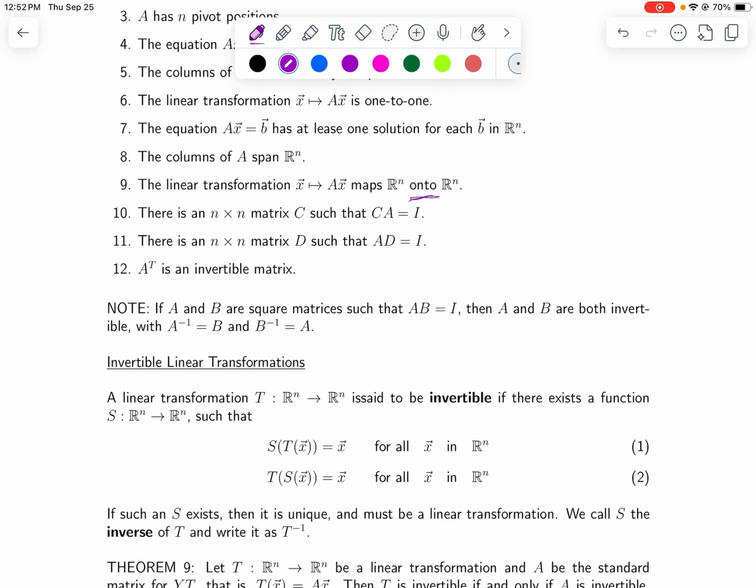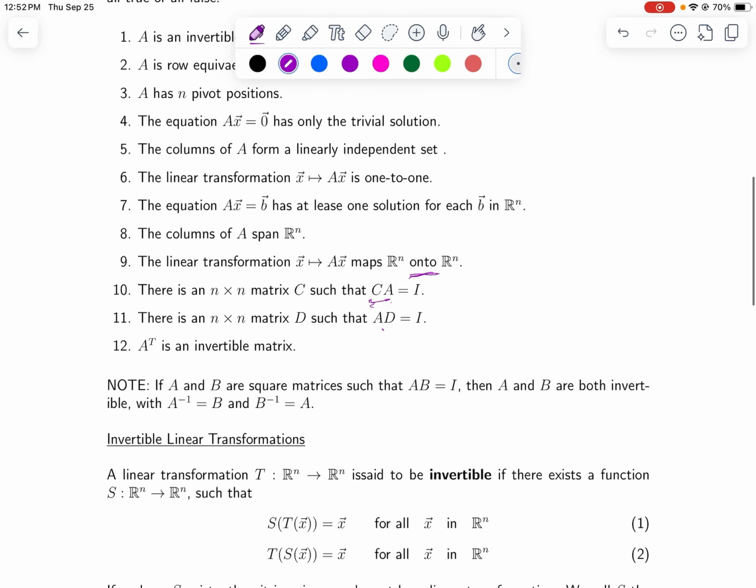7, the equation Ax equals b has at least one solution for each b in Rn. 8, the columns of A span Rn. 9, the linear transformation that maps x to Ax maps Rn onto Rn. So this is for onto. Number 10, there is an n by n matrix C such that CA equals I. This is the identity; this will be the inverse matrix. 11, there is an n by n matrix D such that AD equals I.